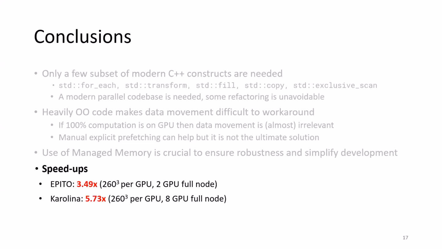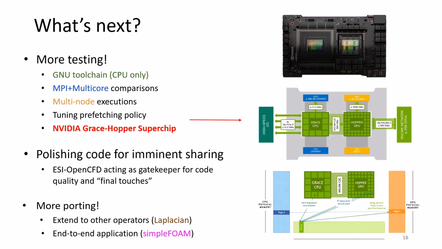In the future, it could be interesting to compile the code using a new toolchain, which enables multi-core execution with two different backends, NVIDIA and OpenMP, using standard par equal multi-core and with Intel TBB. Moreover, we want to make some tests on multi-node execution. Some tests have already been done, but some other test cases must be done. And moreover, we look to test also on another architecture, the Grace Hopper architecture, in which the data movement should be really reduced.